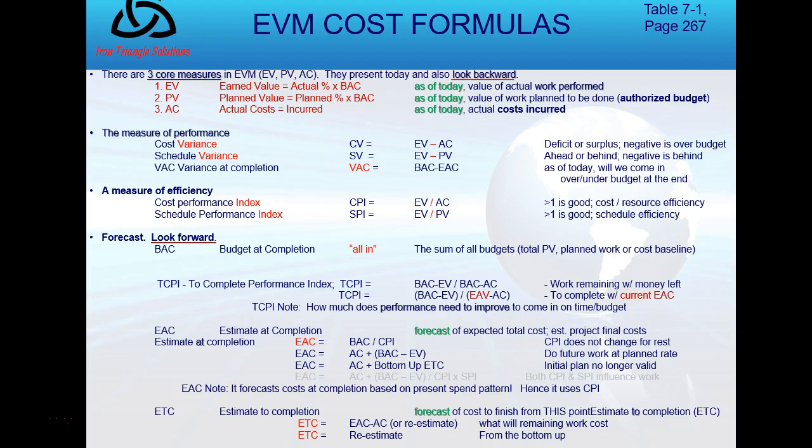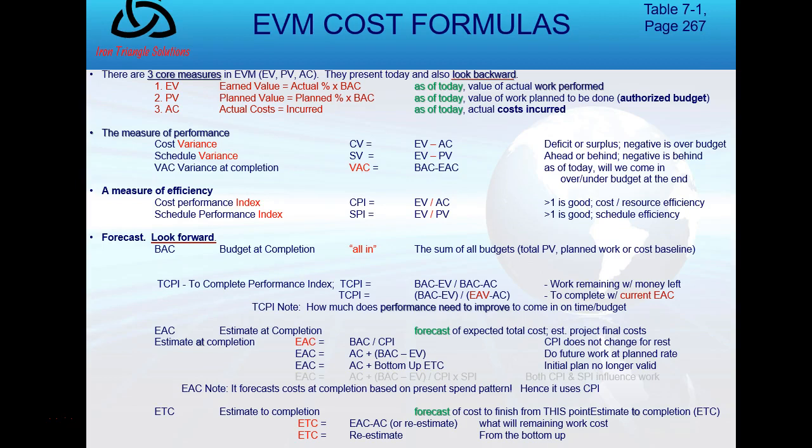Then I want to look forward when I forecast. And we talked about budgeted completion. That's my all-in budget, everything. TCPI, which we talked about, is the work remaining divided by the money remaining. So the formula is the budget at completion minus the work that's done, divided by the budget at completion minus the money spent. Okay.